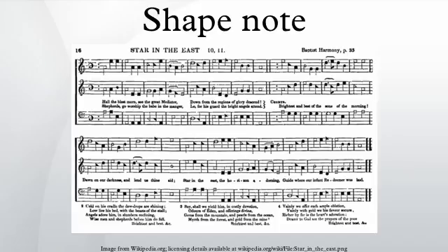A few books present the older 7-note syllabization of do, re, mi, fa, sol, la, si, do. In the 7-shape system invented by Jesse B. Aiken, the notes of a C major scale would be notated and sung as follows. There are other 7-shape systems.